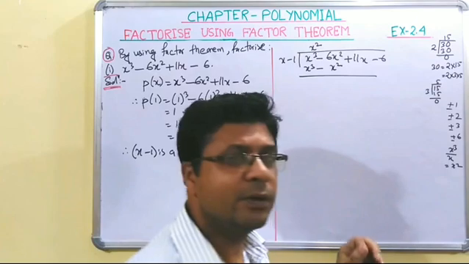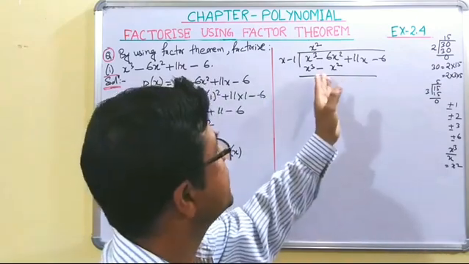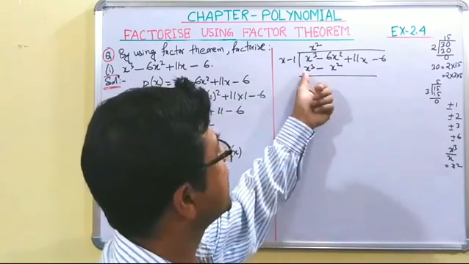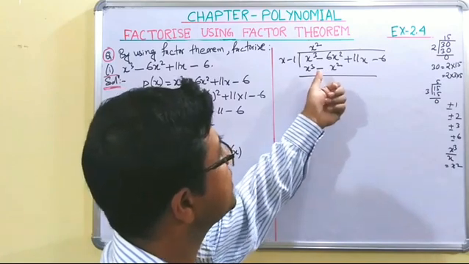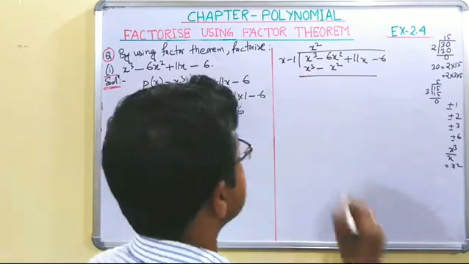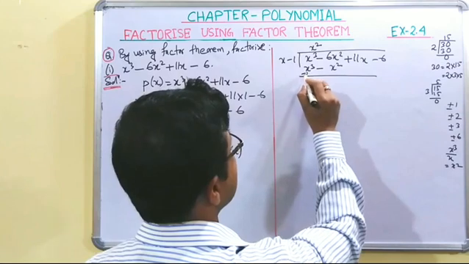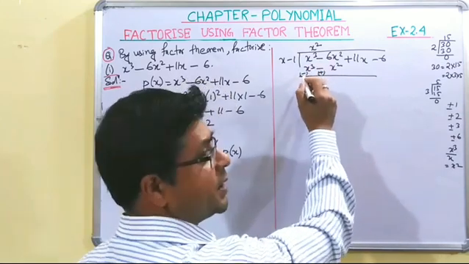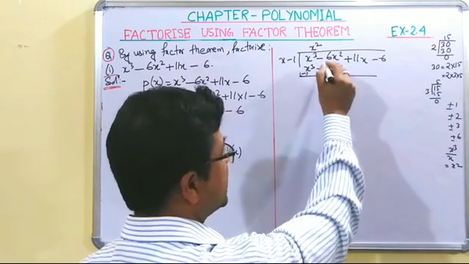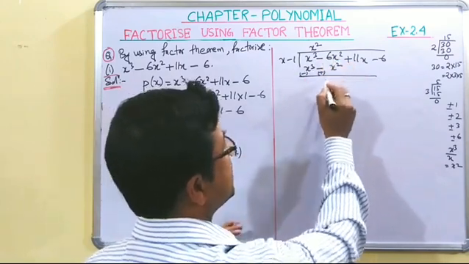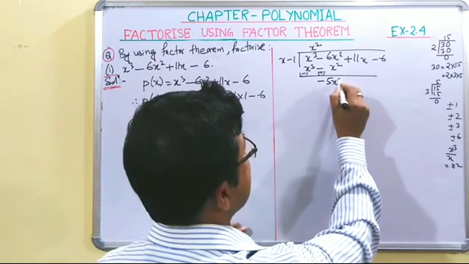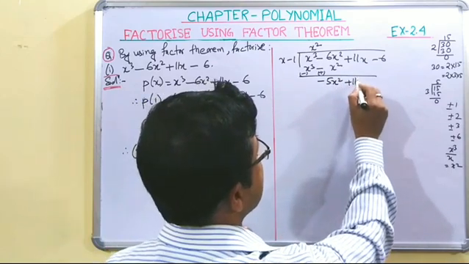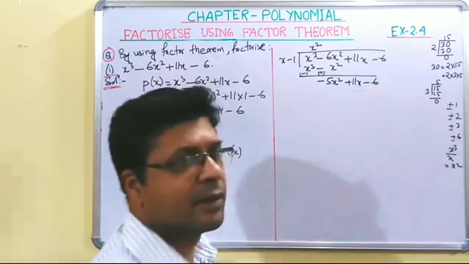Now student, what will we do? We shall subtract. When we subtract, all the terms get their signs changed. It is plus, it is no longer plus, it is minus. x cube minus x cube gets cancelled. Minus 6x square plus x square is minus 5x square. This is plus 11x, this is minus 6.